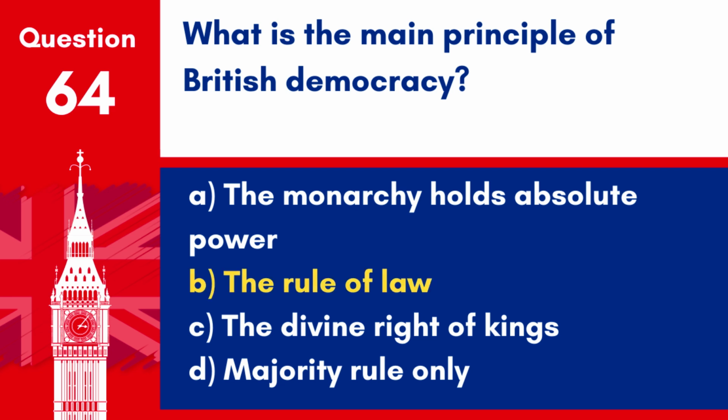Answer: B. The rule of law. The main principle of British democracy is the rule of law, which ensures that all members of society, including rulers, are considered equally subject to publicly disclosed legal codes and processes.